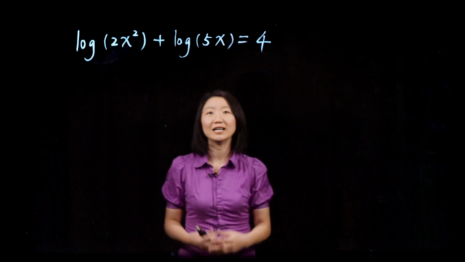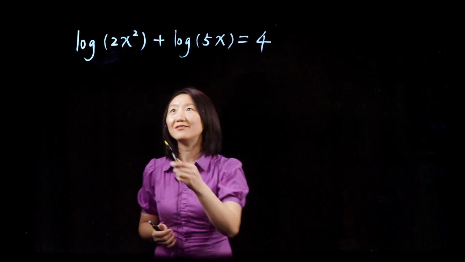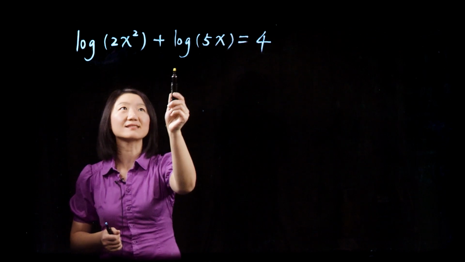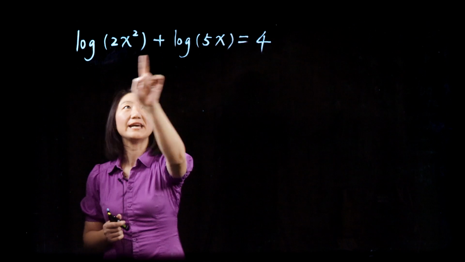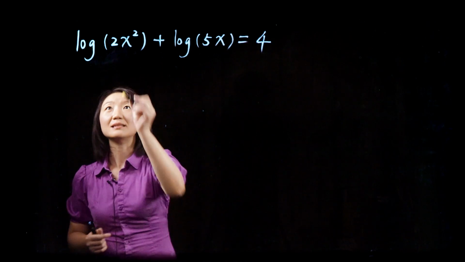Today we're going to solve a logarithmic equation. We have log of 2x squared plus log of 5x equals 4. Notice there is no base here. That's implied, the base is 10.